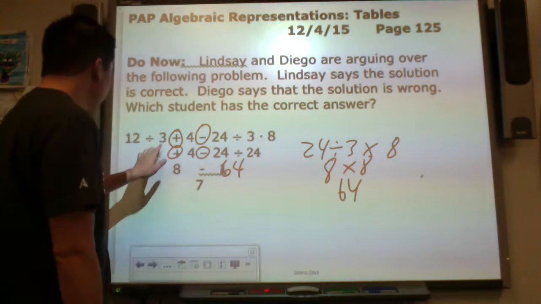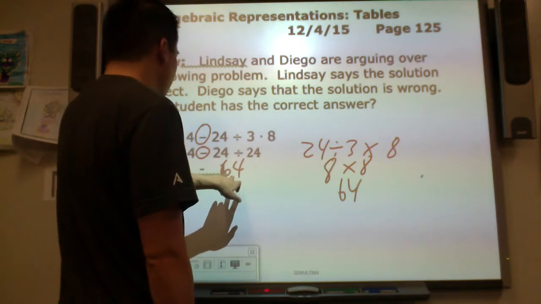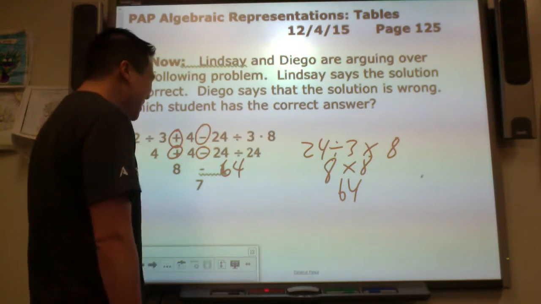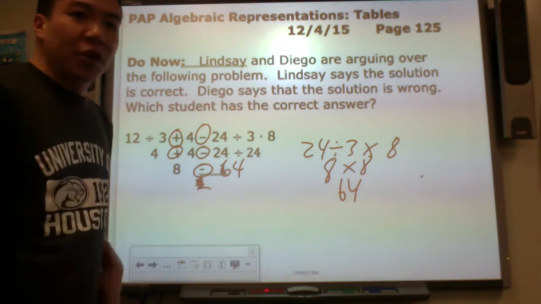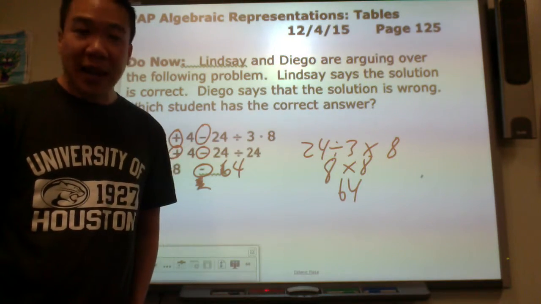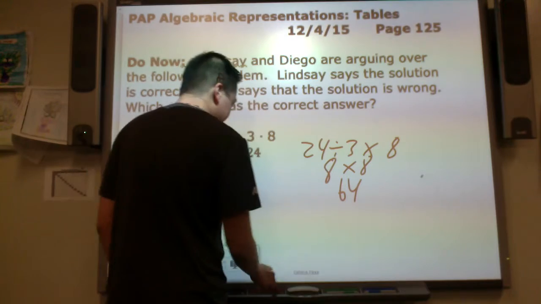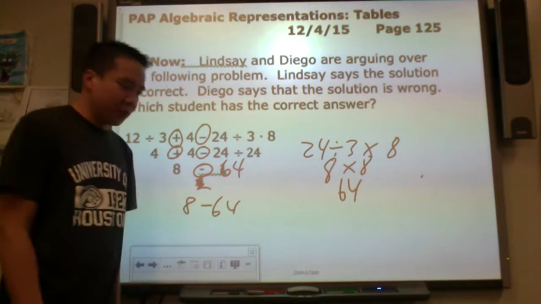So 12 divided by 3 is 4. That's the first term. 4 is 4. The last term should be 64. So 4 plus 4 is 8. 8 minus 64. Well, we know that it's going to be a negative number. Again, how do you subtract? How do you subtract negative numbers?